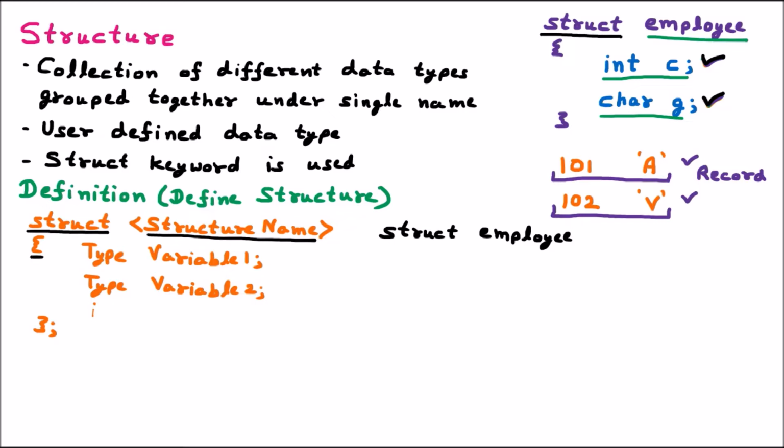So here we have the curly bracket start. Inside that we have type. Type means data type. Let us suppose that the first type I am using is the integer. So integer is data type. Then variable 1. Let's assume that the first variable I am taking is the C. So here C stands for code. So here C is the employee code. Then afterward is the type. So here I am using, let's say, the other type which is char. So char is the character data type. Then variable 2. So variable 2 I am using, let's say, G.